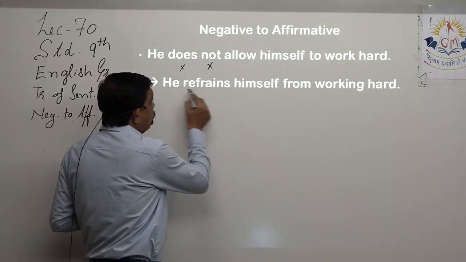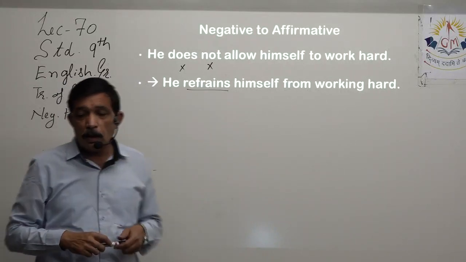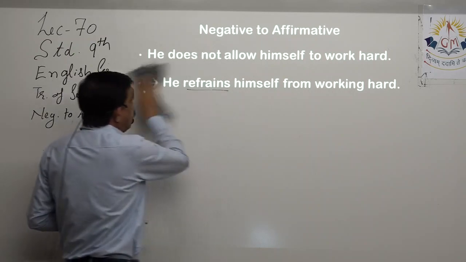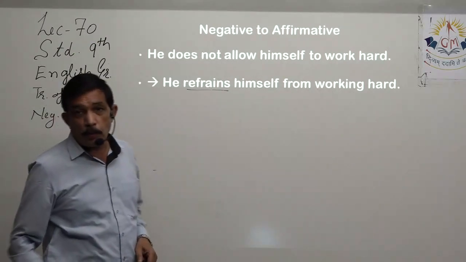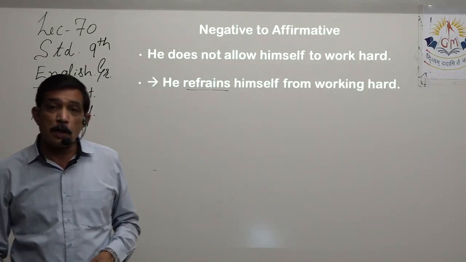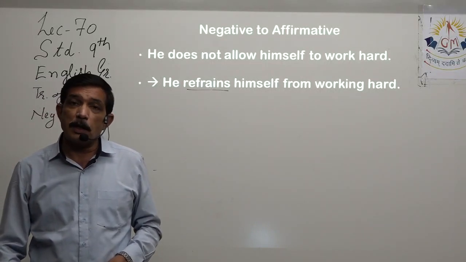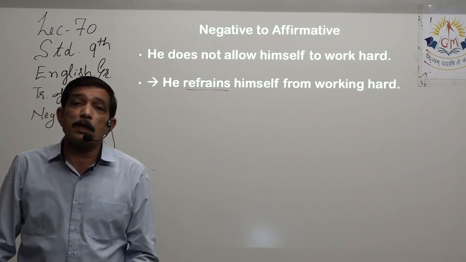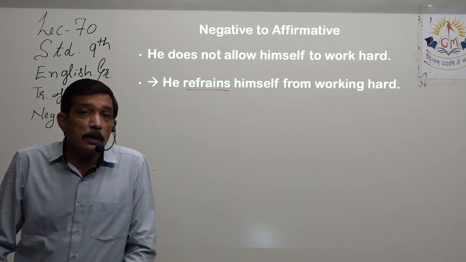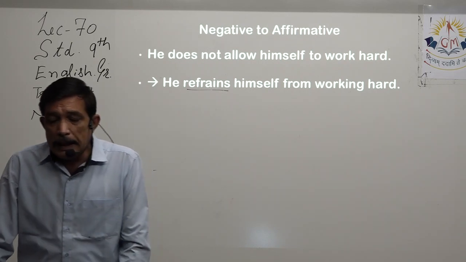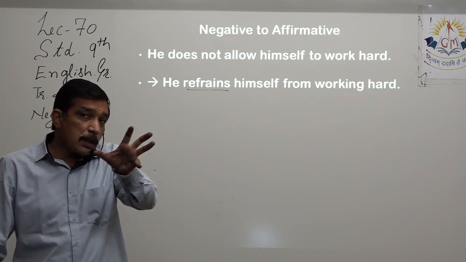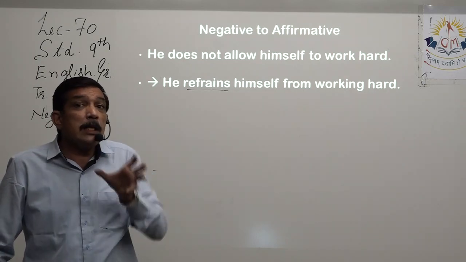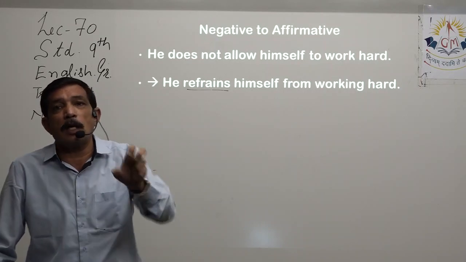In the starting, we learned that while converting the negative into positive, when we are doing the transformation, some special words are used. We have to find the underlying meaning of the sentence that we are given, right? He does not allow himself. That means he is holding back. He can do it, but he is holding himself back. He is refraining himself from working hard.